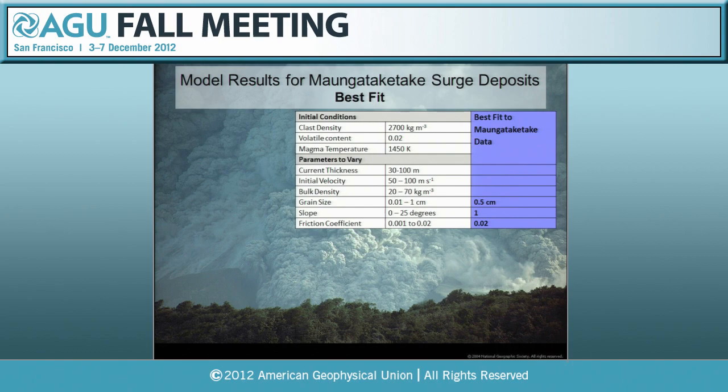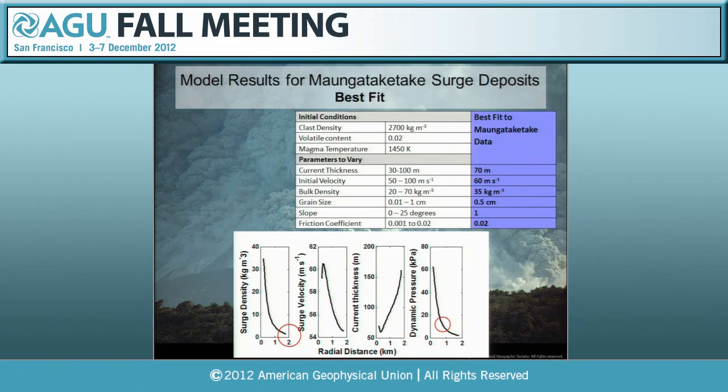So we have some constraints here. We know that the average grain size for the Mangataki-Taki case is about 0.5 centimeters. There's essentially negligible slope, very low slopes, and we assume a high friction coefficient due to obvious interaction with trees in a forest. And given this, we produce the best fit to the field data for our numerical models, which have initial thicknesses of 70 meters, initial velocity of 60 meters per second, and bulk density of around 35 kilograms per meter cubed, which is reasonable based on a literature review and what we expect for these types of currents.